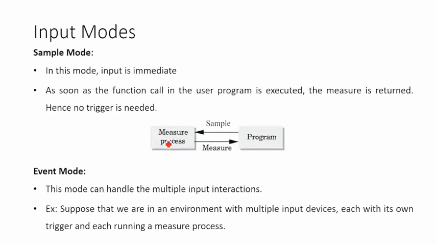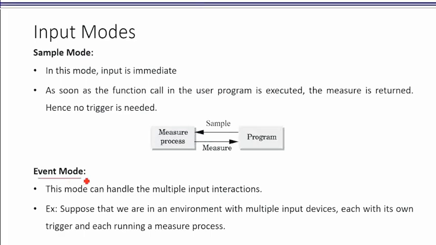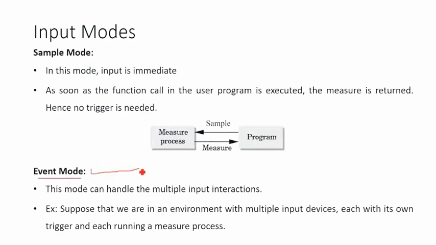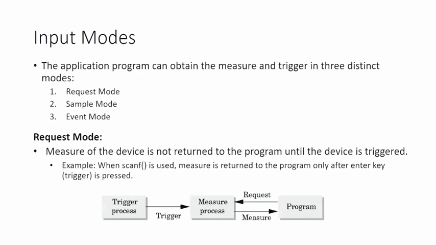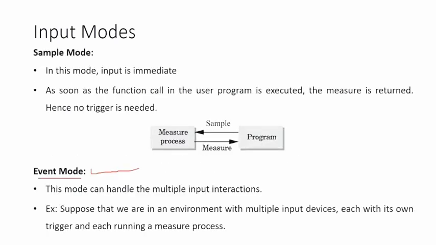And then we have the third type of mode called event mode. This event mode is very, very important. Now see, the sample mode or request mode are basically dependent on one device, meaning at a time we can deal with one input device. However, look at your flight simulators or your gaming scenarios. You might have to deal with multiple input devices or multiple types of interactions at a single point of time, right? At that time, we can use this event mode.